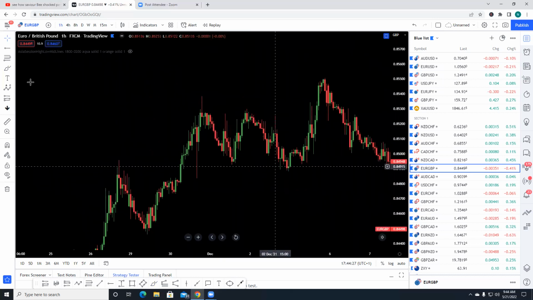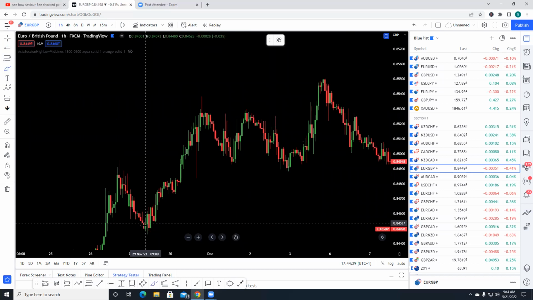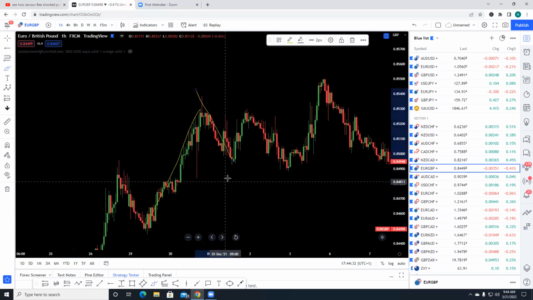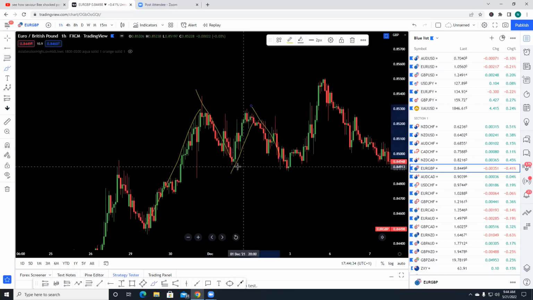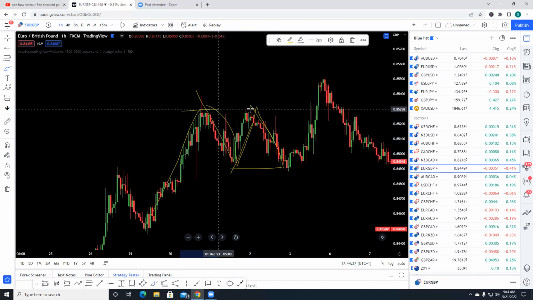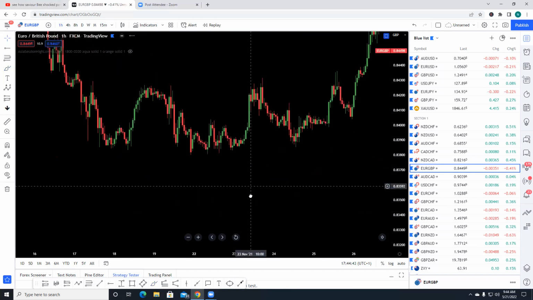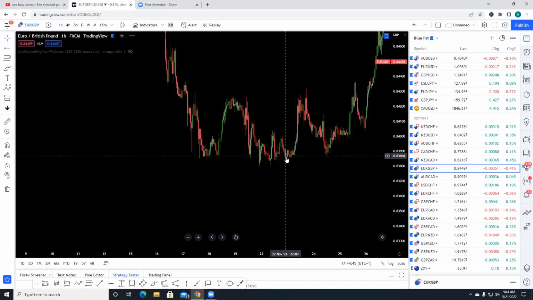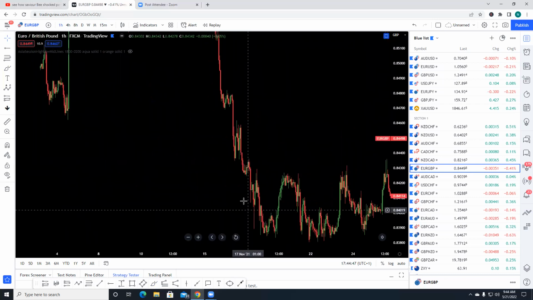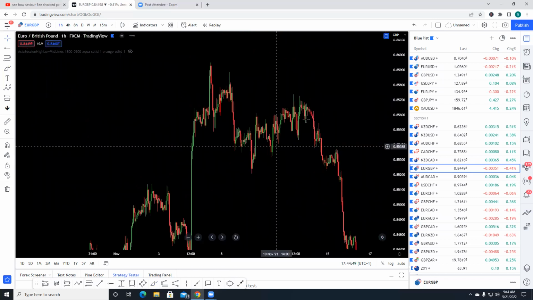1, 2, and 3. A regular flat and an up move. A, B, and C. A, B, and C, regular flat. Up, regular flat, completion. Simple. Can I show you more? Yes, I can show you a lot, guys.